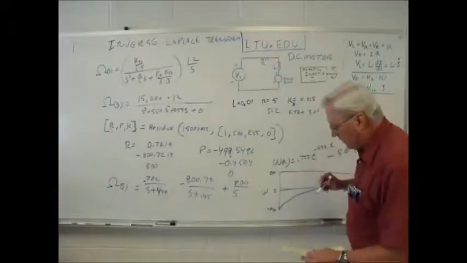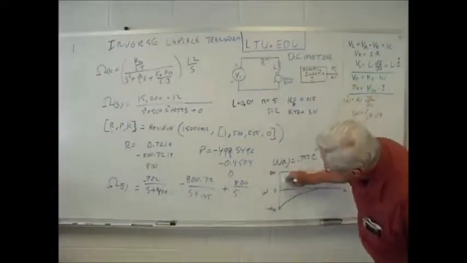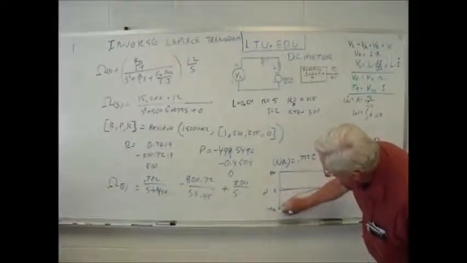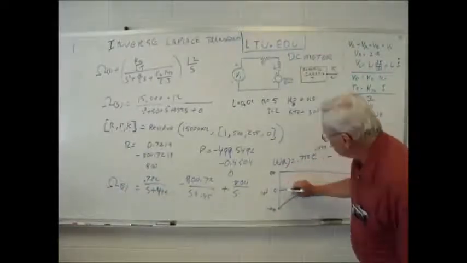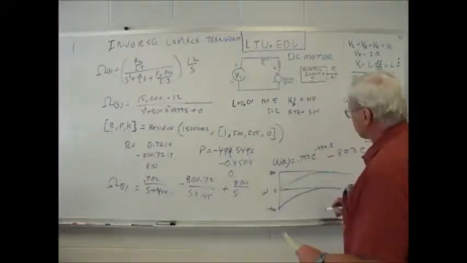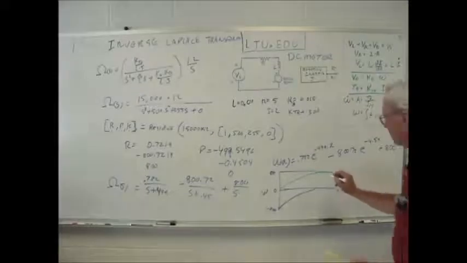And when I put all of them together, I end up with a response where this 800 and this 800, minus 800 point something, we start at about 0, and we end up kind of like that.